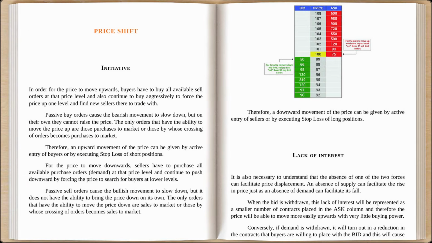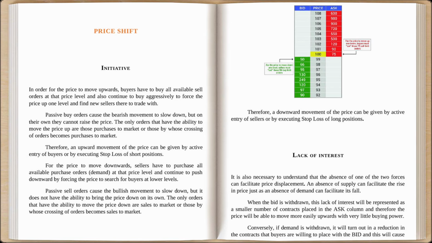In order for the price to move upwards, buyers have to buy all available sell orders at that price level and also continue to buy aggressively to force the price up one level and find new sellers there to trade with. Passive buy orders cause the bearish movement to slow down, but on their own, they cannot raise the price.